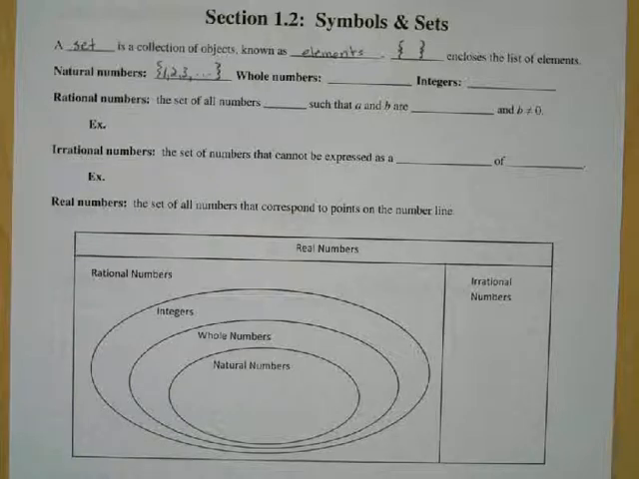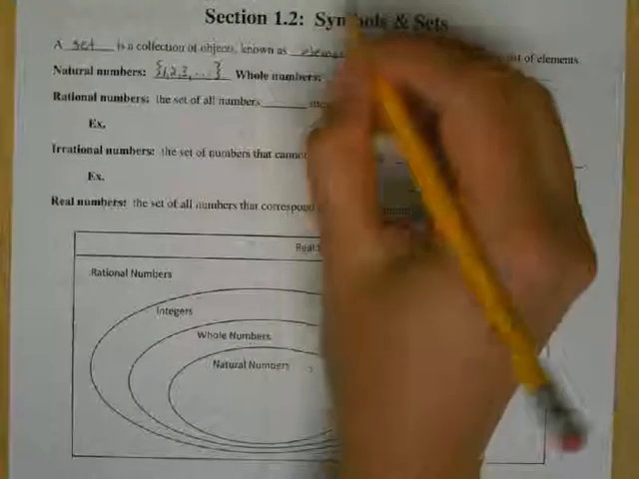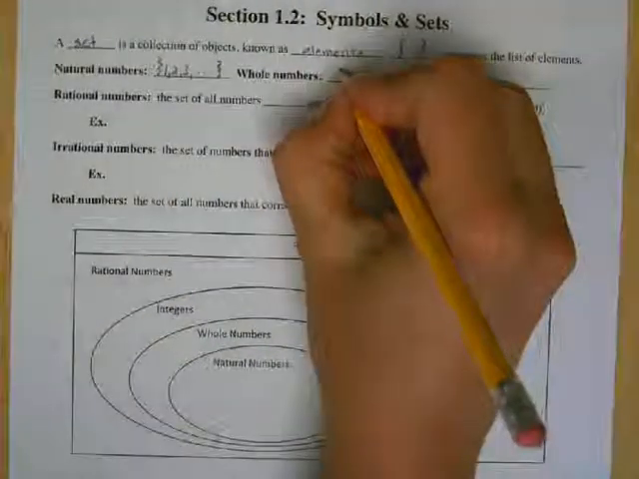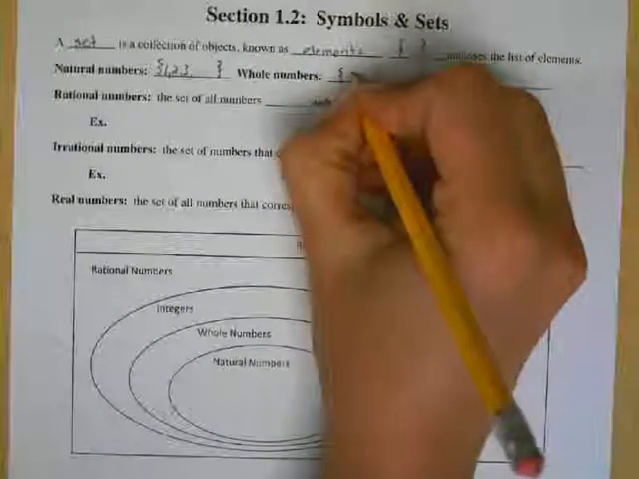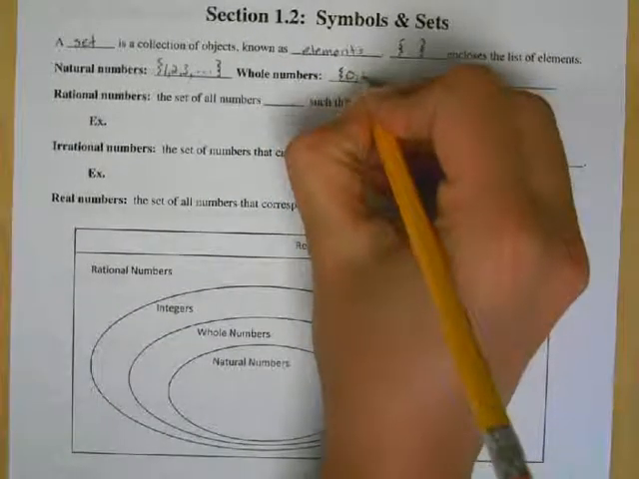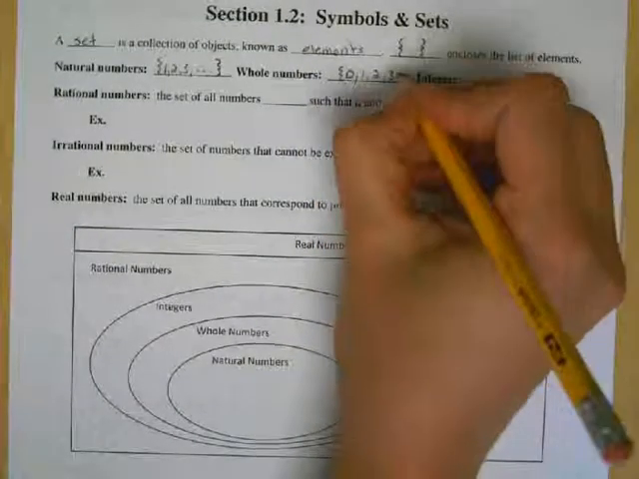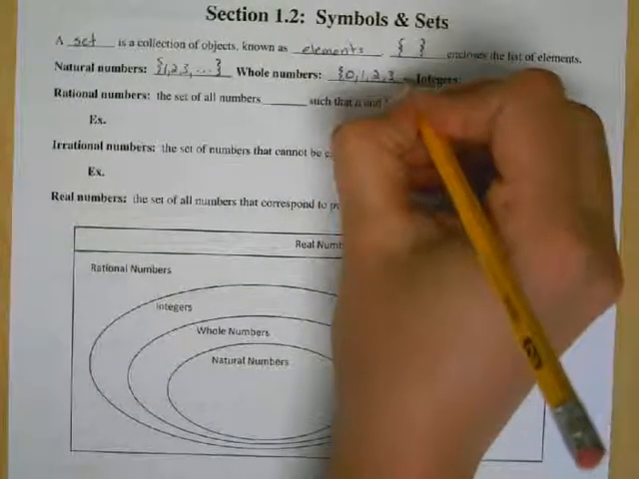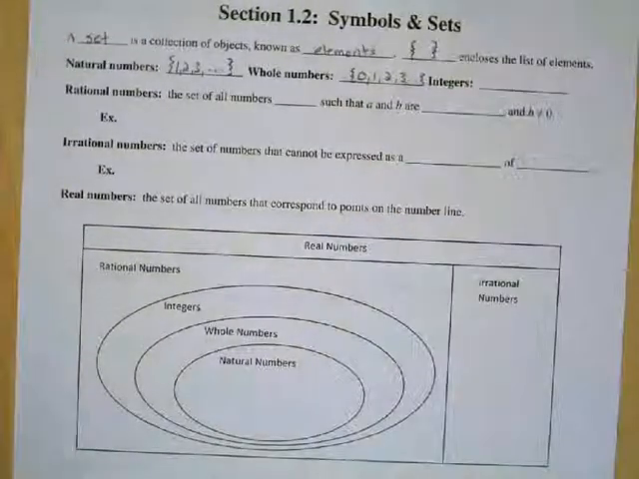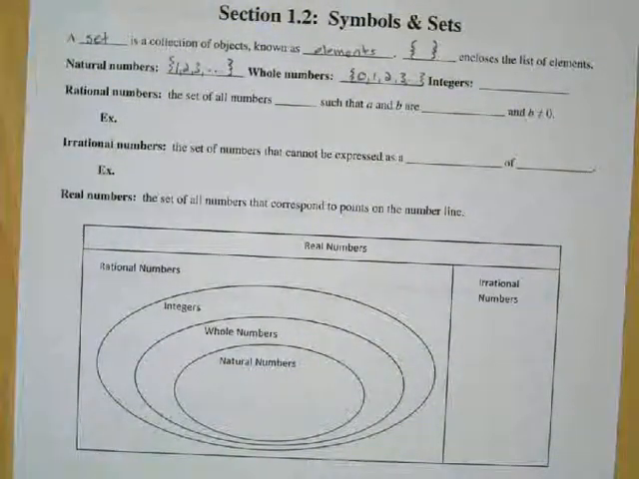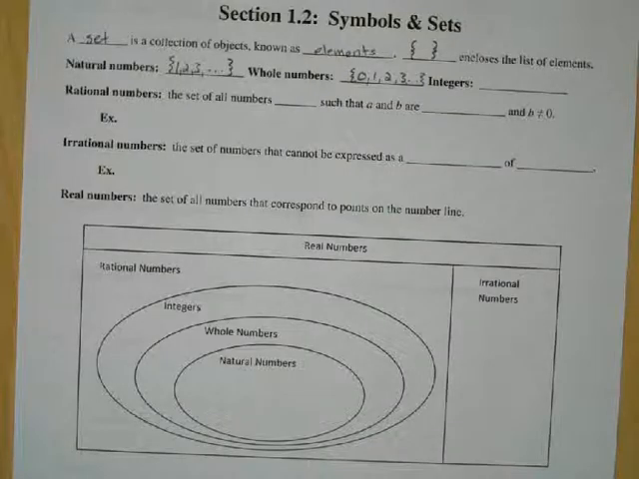Now, whole numbers are going to be the same sort of thing, only they're going to include a 0. So you still have 1, 2, 3, 4, and all of those, dot, dot, dot, only now we're going to include the 0 with that set. That's the whole numbers.